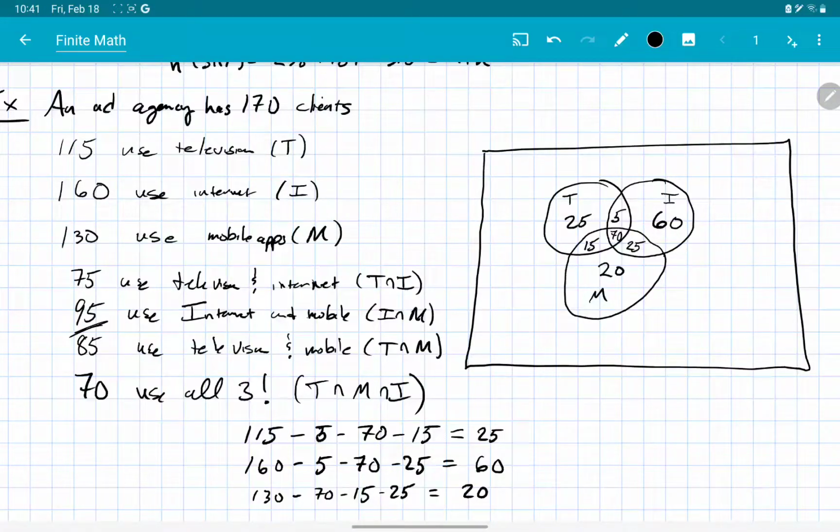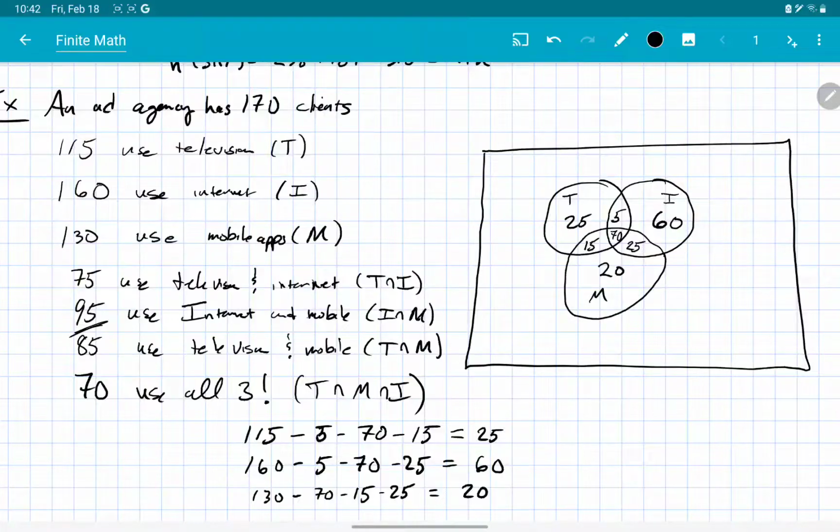Not bad. Okay. I'm not done, though, because I haven't labeled what's outside of there, right? It said we had 170 clients. Are there any that don't buy ad time on television, internet, or mobile apps? Perhaps. Maybe these are the mysterious radio people that we have dismissed and left in the 20th century. Or maybe they're just people that hire an ad agency but don't actually buy ads. I don't know why you'd do that, but how do we find that?